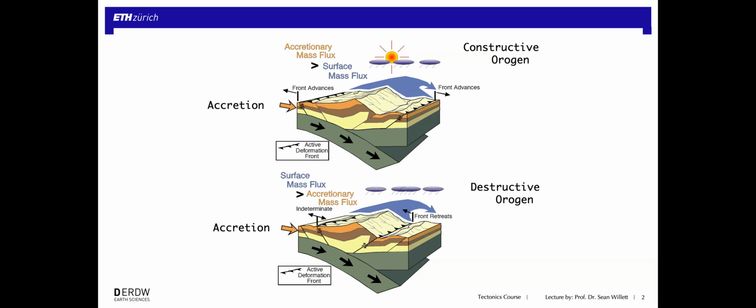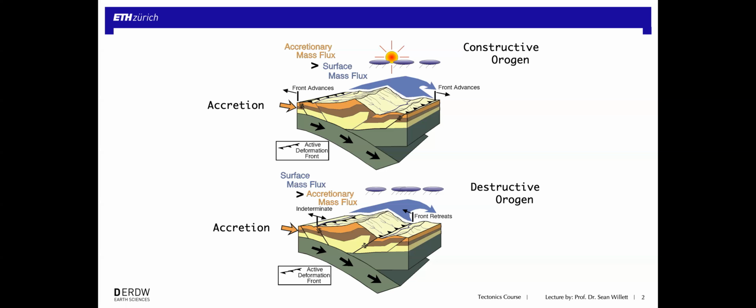Depending on what the magnitude of these fluxes are, there are two cases. There is the case where the accretionary mass flux is larger than the surface mass flux. That's what's being indicated in this upper figure. If this condition is met, that means that the orogenic wedge must grow with time. More material is added than is being removed. It's going to grow with time. And this is what we refer to then as a constructive state of the orogen. It's one in which the orogenic belt is being constructed. It's growing because of this positive mass balance.